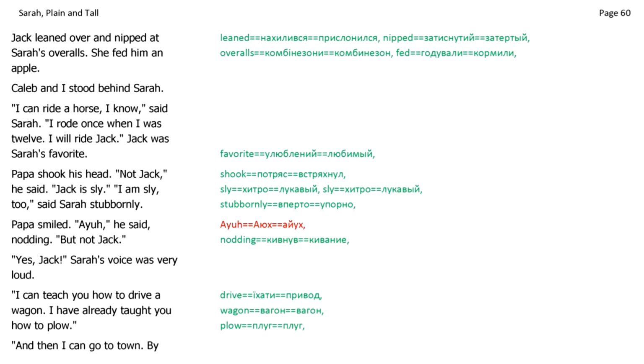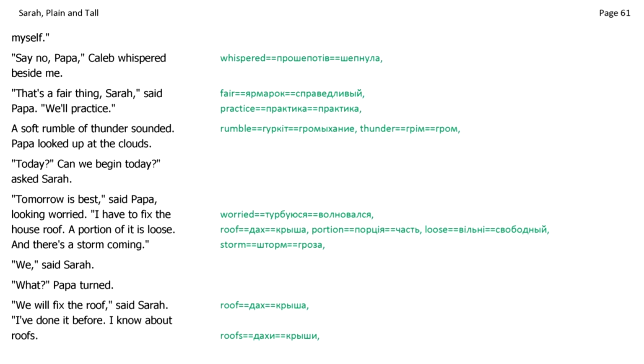Papa shook his head. "Not Jack," he said. "Jack is sly." "I am sly too," said Sara stubbornly. Papa smiled. "Ay-ya," he said, nodding, "but not Jack." "Yes, Jack." Sara's voice was very loud. "I can teach you how to drive a wagon. I have already taught you how to plow. And then I can go to town by myself." "Say no, Papa," Caleb whispered beside me.